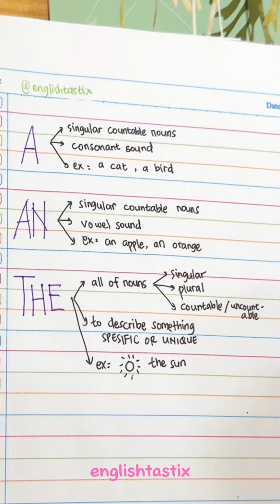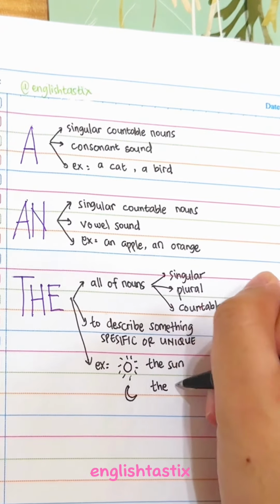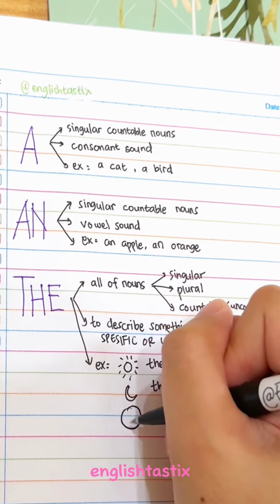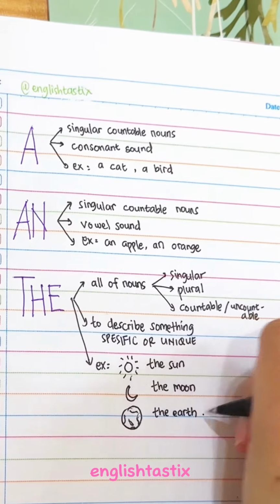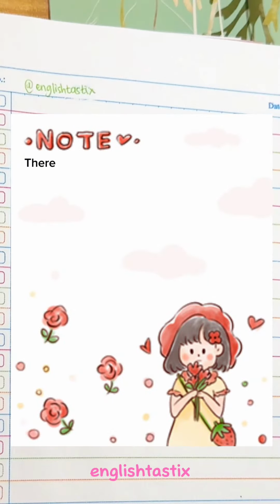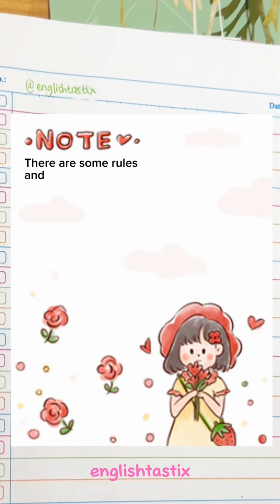How many moons do we have? Only one, so we call it the moon. How many earths do we have? Only one, so we call it the earth. But remember, there are some rules and exceptions when using a and an.